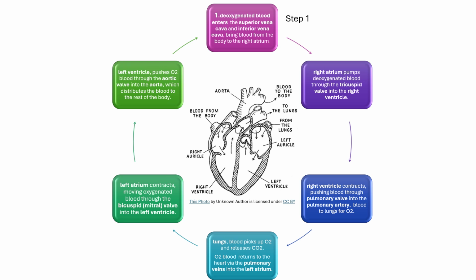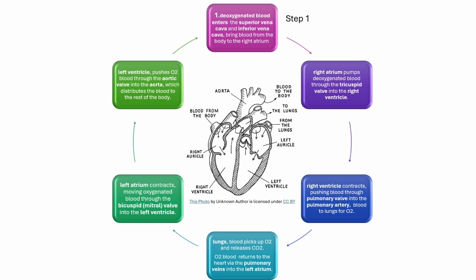I've included this additional slide with the cycle listed in a different way in case one makes more sense to you than the other. This cycle continues throughout life automatically to ensure oxygenated blood gets to our tissues and deoxygenated blood gets to the lungs to become oxygenated.